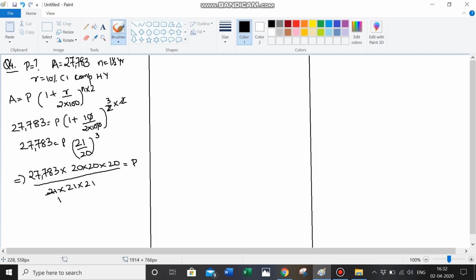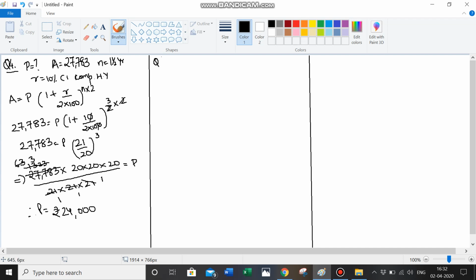So, 21 1 21, 1 3 2 3, perfect. 21 1 21, 6 and 3, 21 1 21 3. So therefore P will be equal to rupees 24, 8 into 3 is 24, and how many zeros? 3. So P is rupees 24,000. Let's move on to the next question.